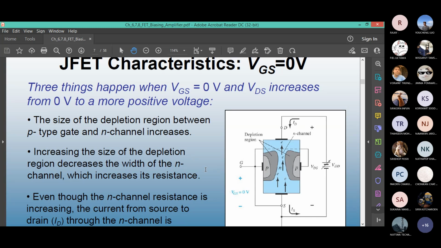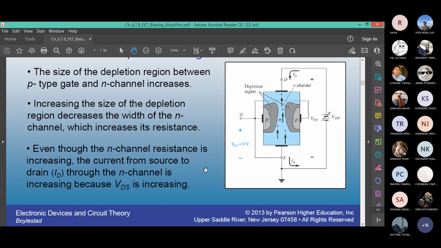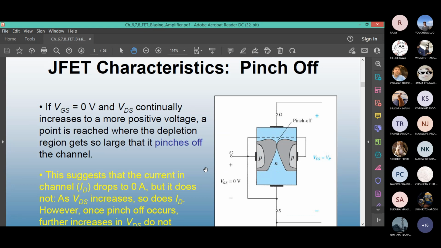If you compare this situation with a physical water channel, it may seem that the channel is blocked and there will be no more flow of fluid. From that perspective, the channel is blocked, there is no flow of current. But actually the current will flow, but it will not keep increasing even though you increase the drain source voltage. This point is called the pinch-off point.